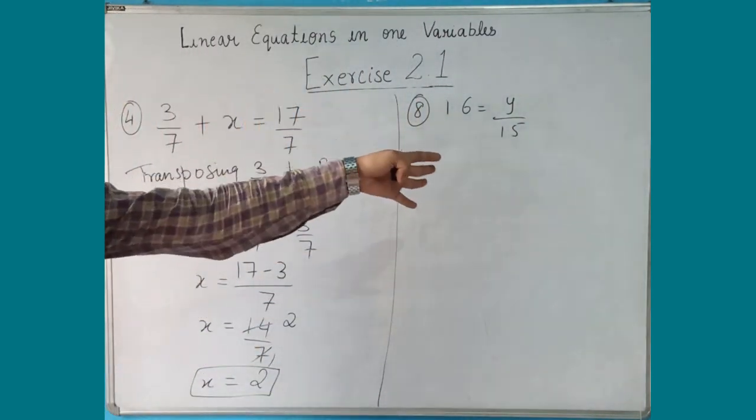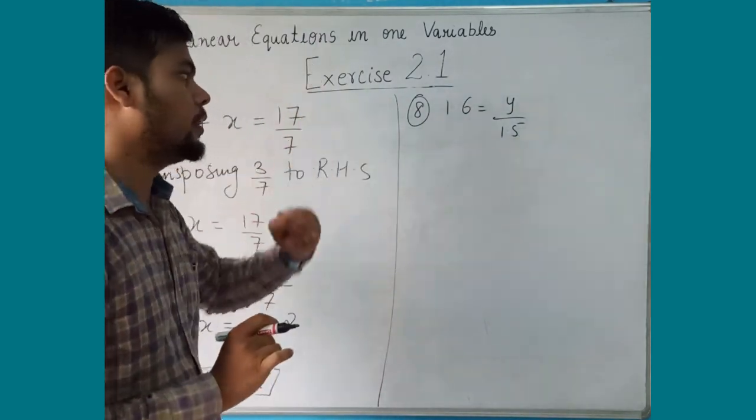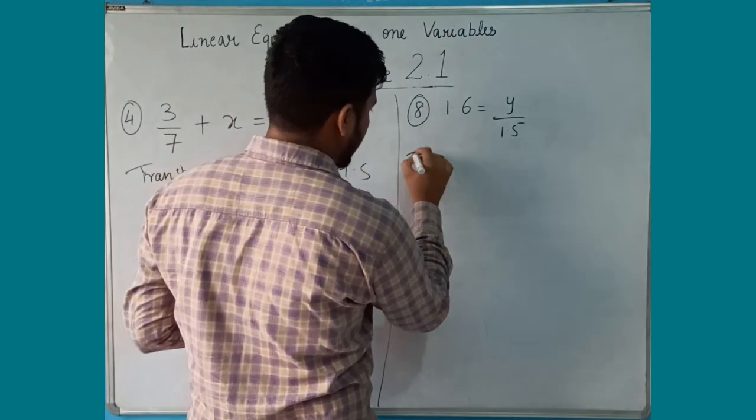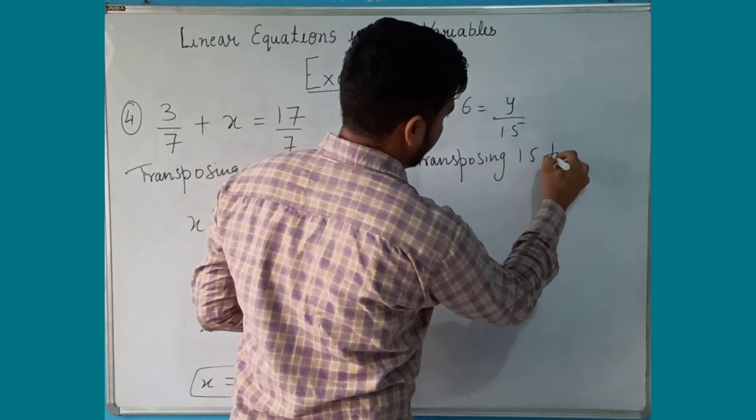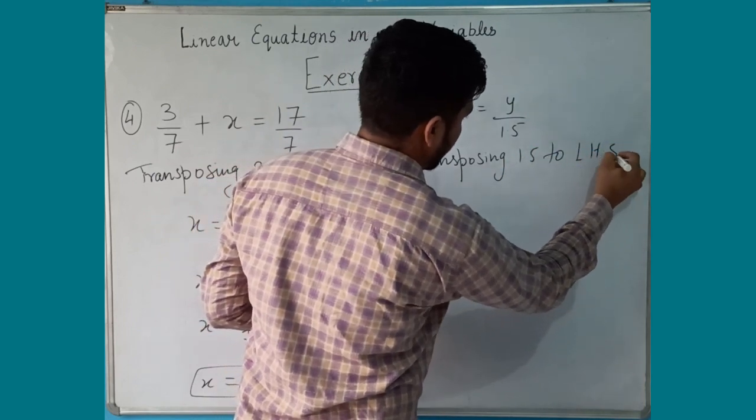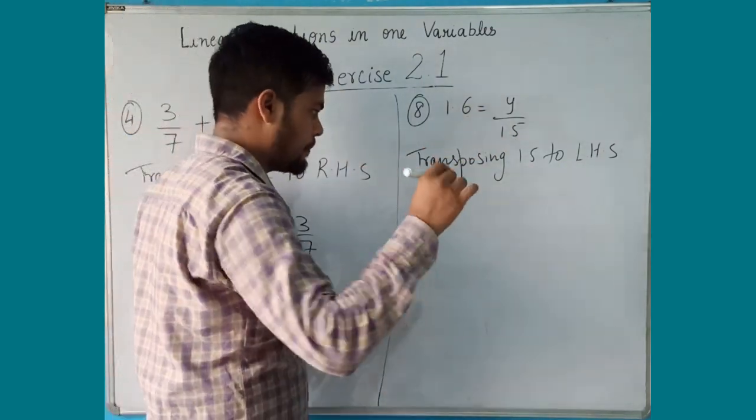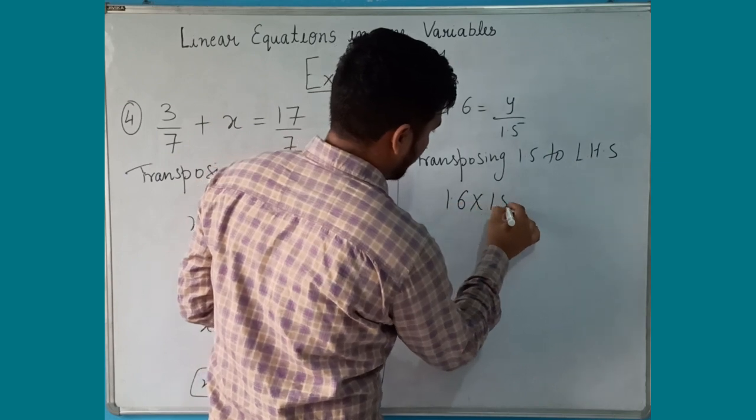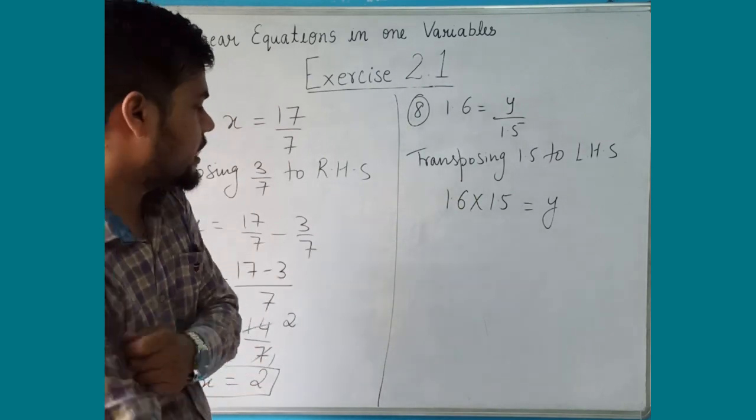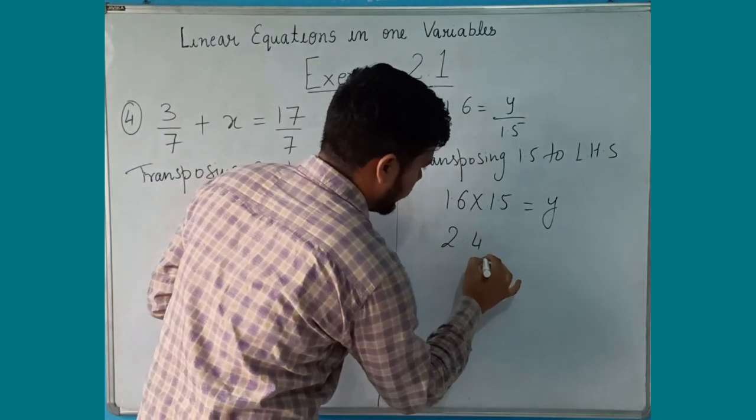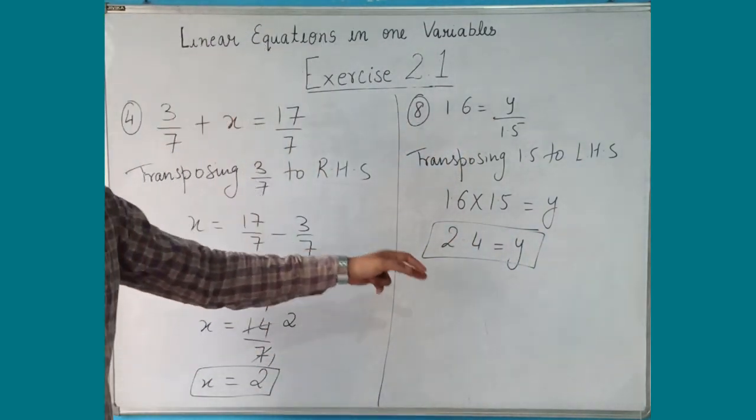So we have LHS and RHS. My variable is on the RHS side. I will not touch the side of my variable, rather I will shift the constant. So, transposing 1.5 to the LHS, that is the left hand side. This is division here. When it comes to this side, it will obviously become multiplication. Multiplied by 1.5 is equal to y. So 1.5 into 1.6 will give me 2.4, and this is the value of y. So the value of y is 2.4.